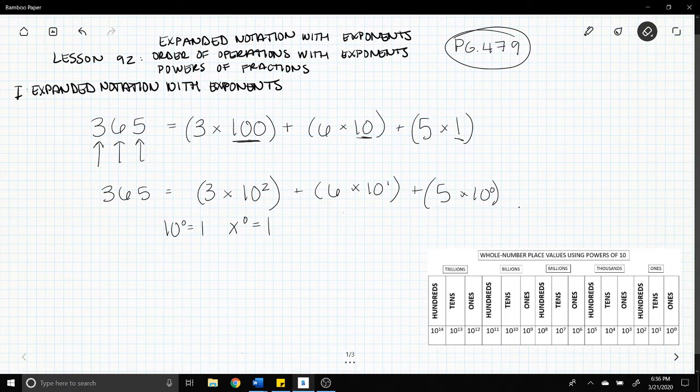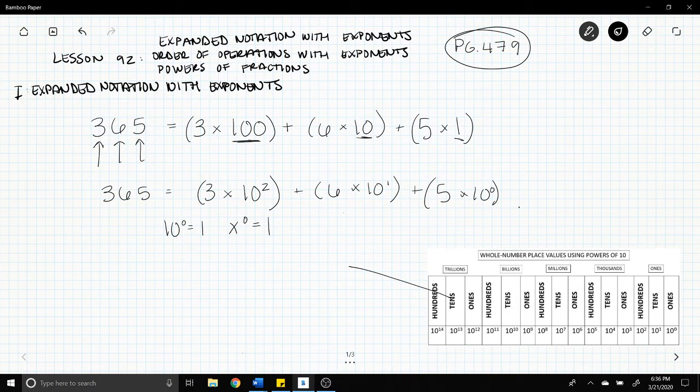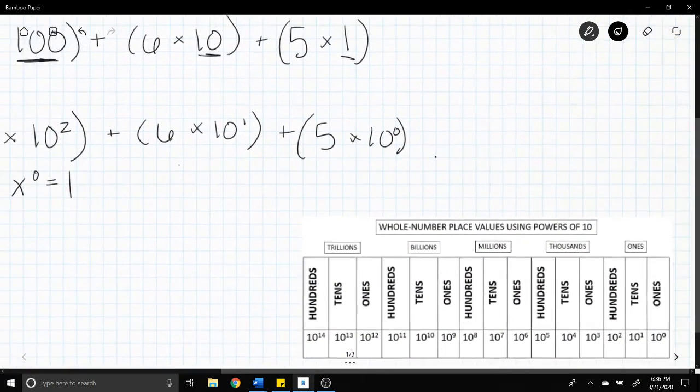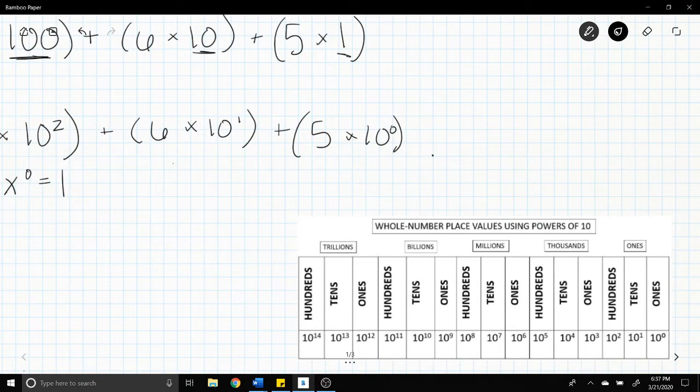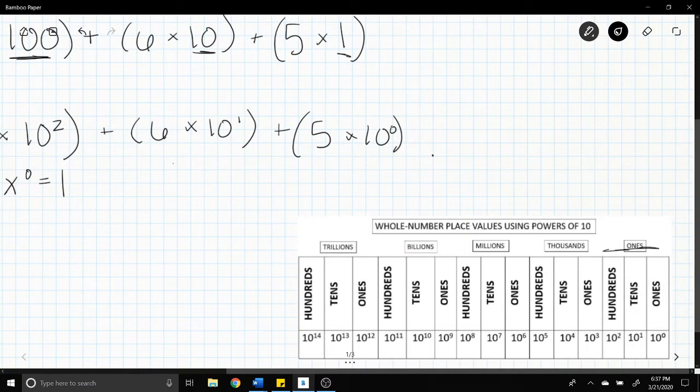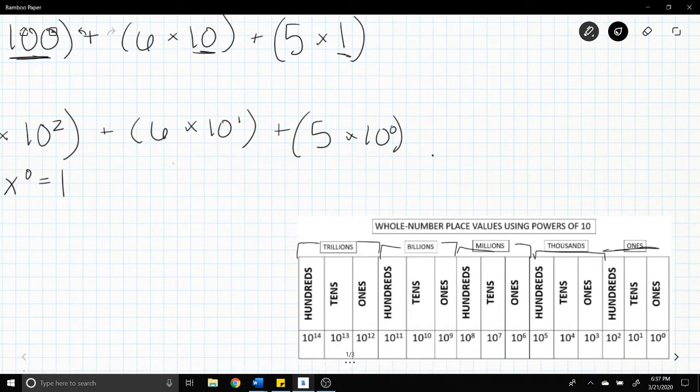And then if you look in your book on page 479, you'll see this table, whole number place values using powers of 10. I just brought that table in here for us to look at. Someone's driving by fast. All right, so whole number place values using powers of 10. It goes through all of the ones places, the thousands, so 10,000, 100,000, millions, billions, and trillions, showing you what the powers of 10 will be with exponents in those place values.